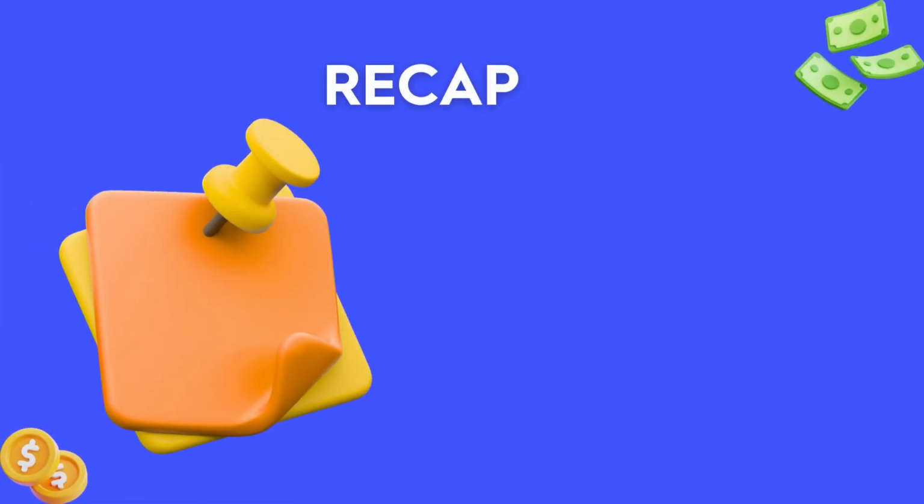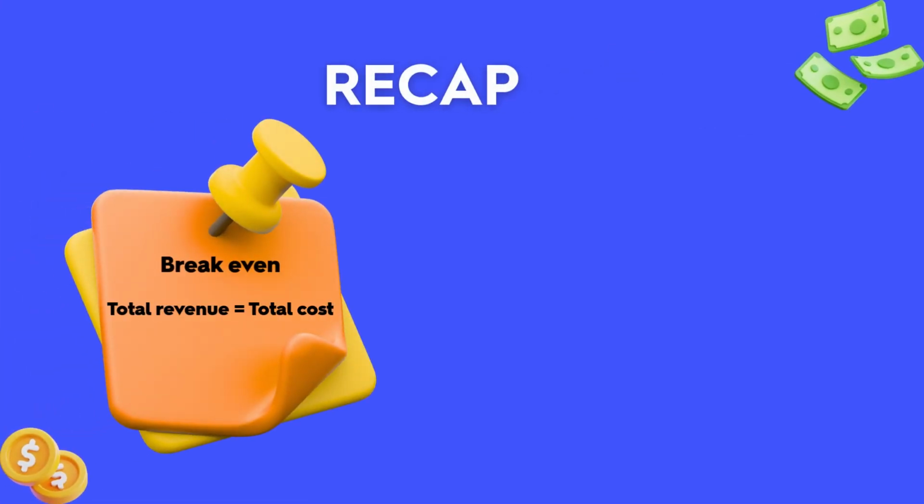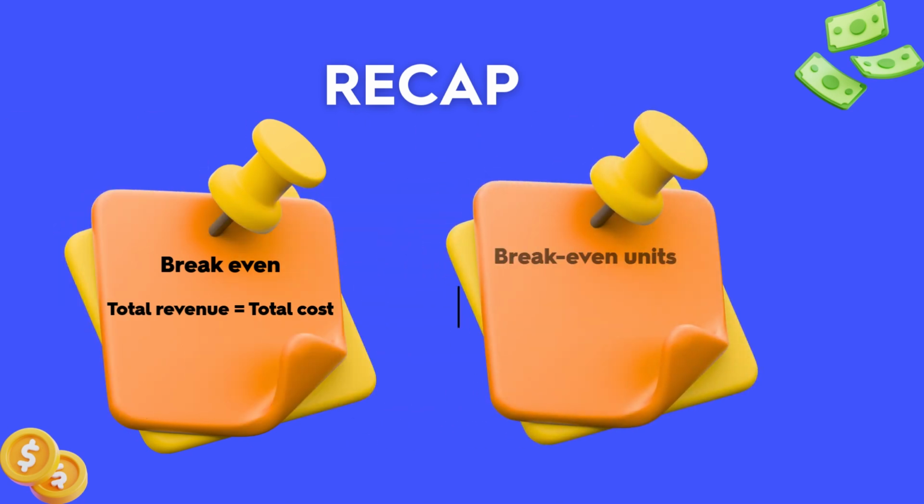To recap, break-even is where total revenue equals total cost. Use fixed cost divided by contribution margin per unit to get units. Then multiply by price for sales dollars. Price cuts or higher variable costs shrink the margin and push break-even farther out.